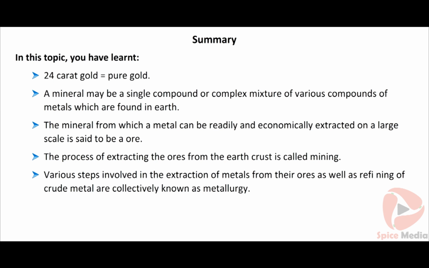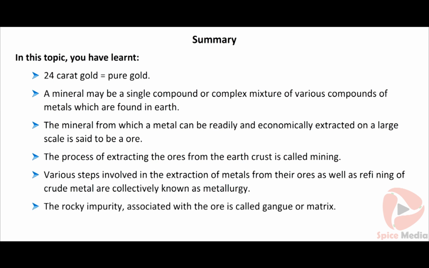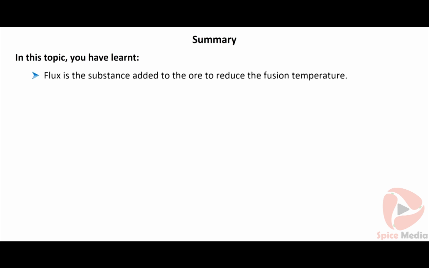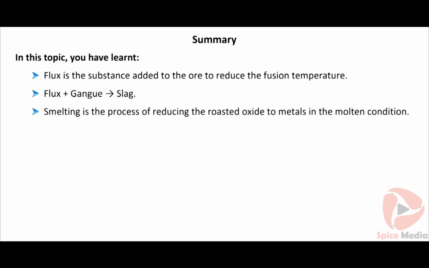Various steps involved in the extraction of metals from their ores as well as refining of crude metal are collectively known as metallurgy. The rock impurity associated with the ore is called gangue or matrix. Flux is the substance added to the ore to reduce the fusion temperature. Flux plus gangue gives slag. Smelting is the process of reducing the roasted oxide to metals in the molten condition.